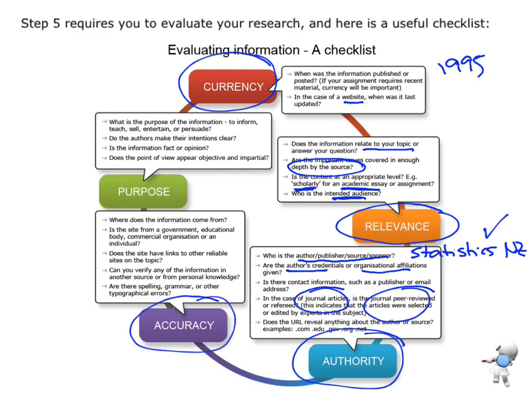Another idea is this idea of accuracy. So that's looking at where does the information come from? How accurate is it? Is it from a government, an educational body, commercial organisation, or an individual? So how accurate is it? How much do we trust that source? Does it have links to other reliable sources on that topic? Can we verify that information? And that's often called triangulating. So looking at the accuracy of what we've got. And another aspect is looking at the purpose. So what is the website that I'm reading, what is their purpose?